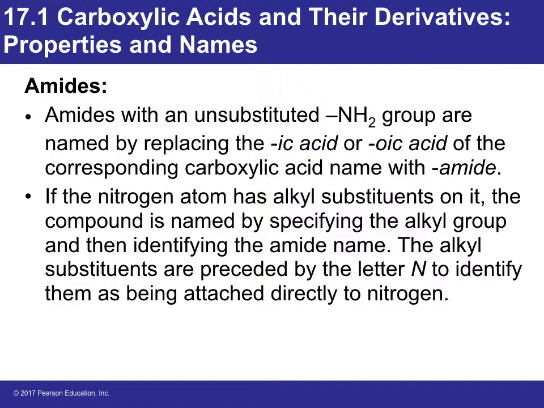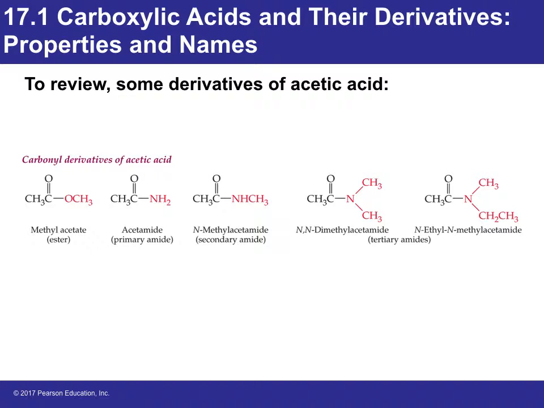If your nitrogen atom has an alkyl substituent attached to it, then the compound is going to be named by specifying the alkyl group and then the amide name. Alkyl substituents are preceded by the letter N, just to remember and make people aware that they are attached directly to the nitrogen atom, which is N for the symbol. So these are just basic reviews of the derivatives of acetic acid.